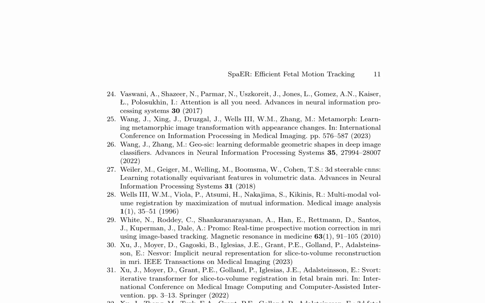This is followed by an exploration of metamorphic image transformations, as described by Wang et al. in their paper on Metamorph, 2023. The discussion also covers geometric shapes in deep image classifiers, referencing Wang and Zhang's GeoSH model, 2022. The paper further discusses rotationally equivariant features in volumetric data, as proposed by Weiler et al. in their work on 3D steerable CNNs, 2018.